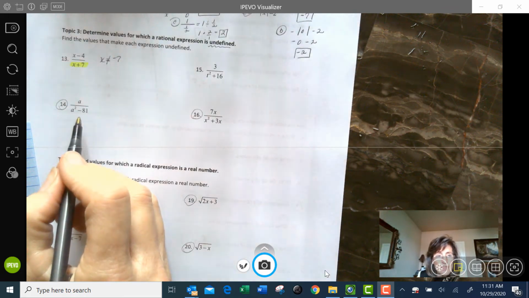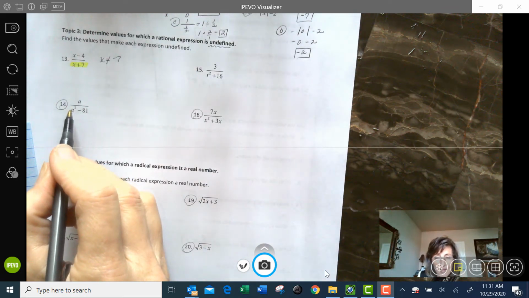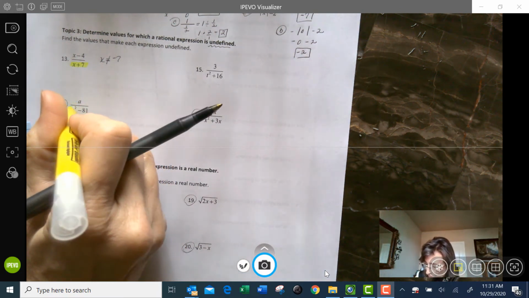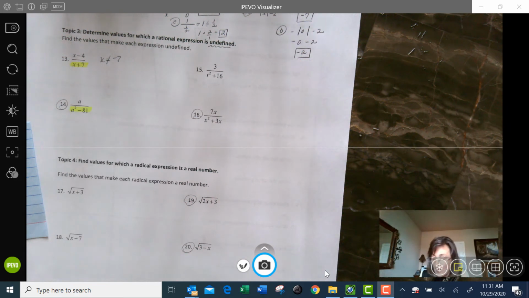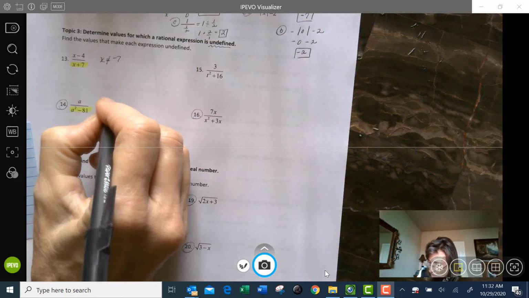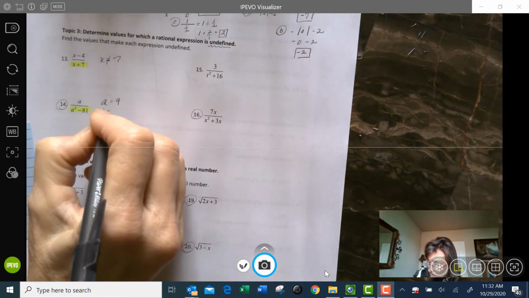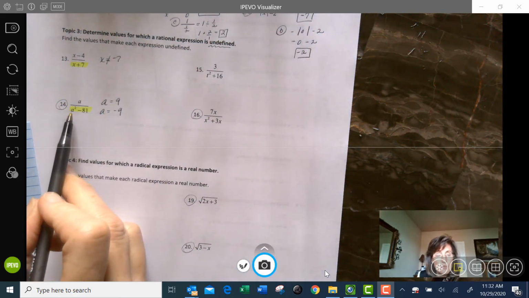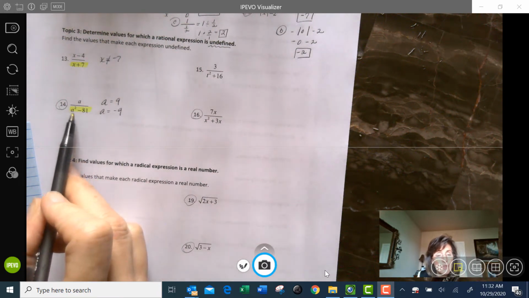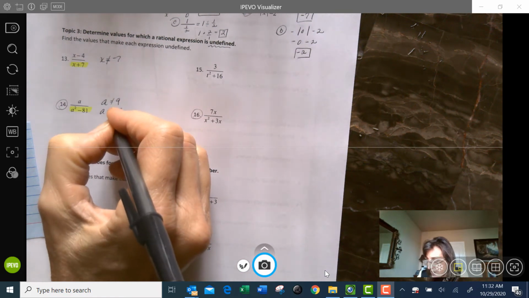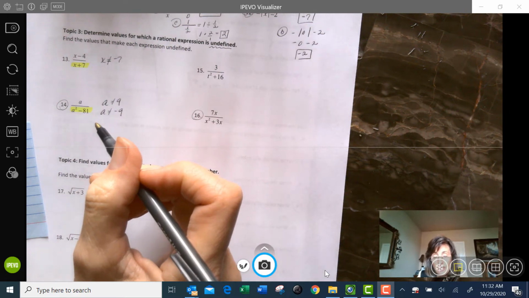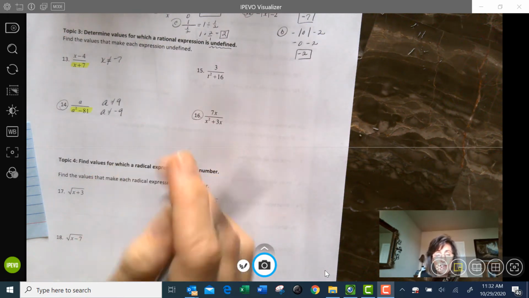In number 14, there will be 2 values for a, which will make the bottom of this fraction equal 0, and the entire rational become undefined. That would be an a value of 9, but also an a value of negative 9 would cause this to be 81 minus 81 and the bottom of the fraction to equal 0. So we cannot let a be 9 or negative 9, or it makes that fraction, that rational, undefined.